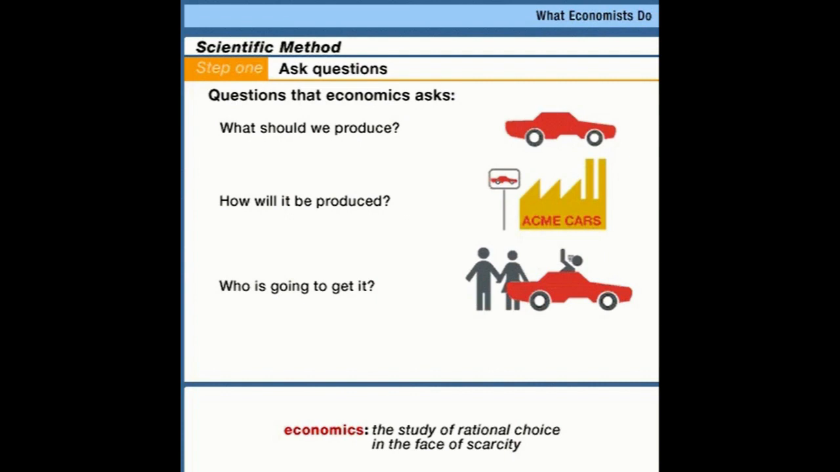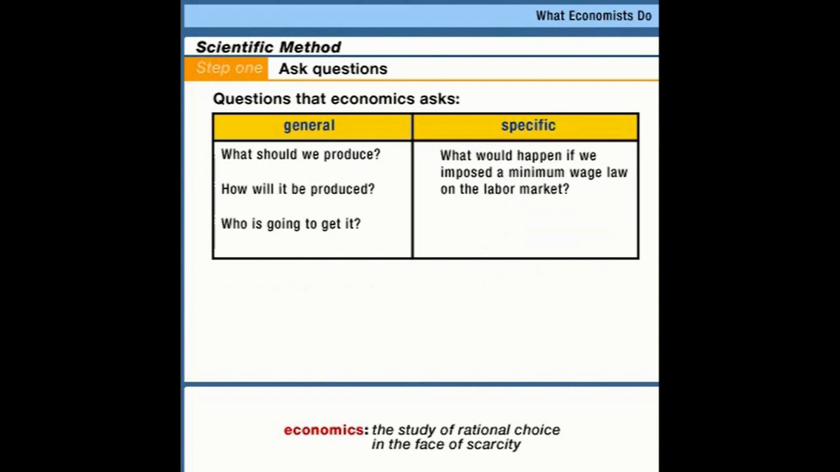That is, how will these goods and services be divided among all of the people in the economy, each of whom wants more? What will we produce? How will it be produced? And who will get it? These are the questions that economics asks. Economics also asks more specific questions about each of these general categories, such as, what would happen if we imposed a minimum wage law on the labor market? Would it create unemployment? Would it increase the wealth of workers? What would be the consequence? We're asking a question here, and that's the beginning of science.